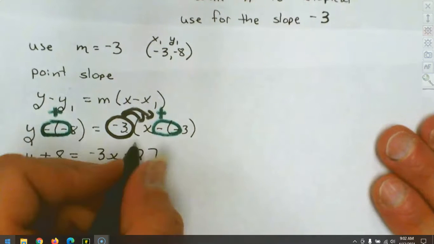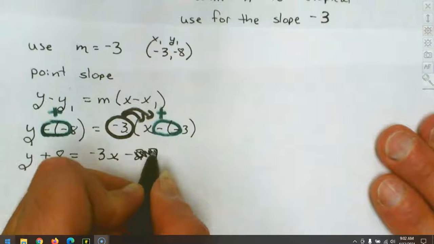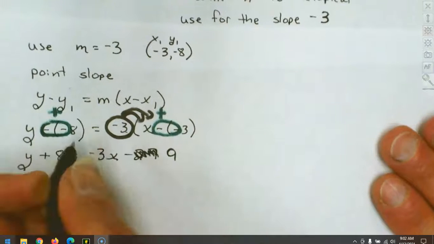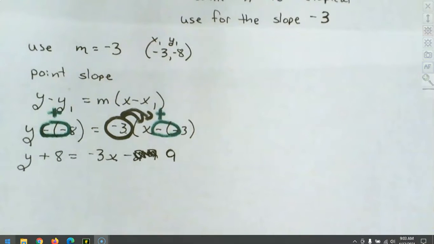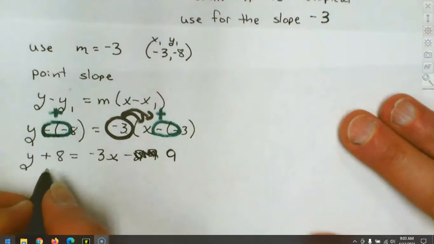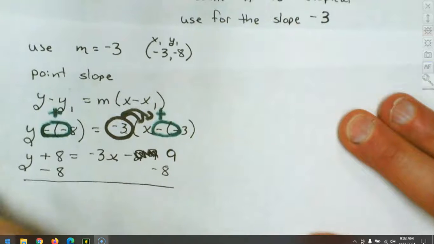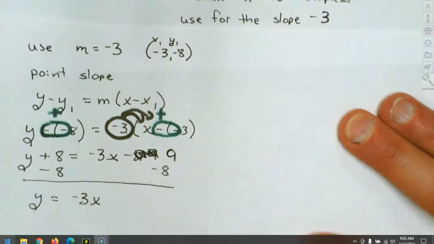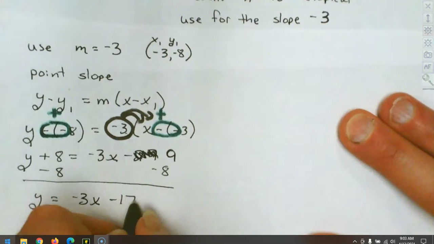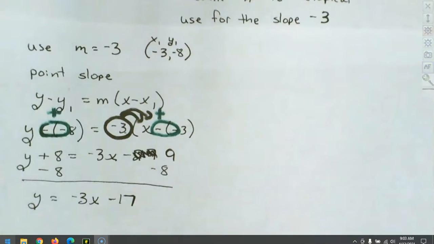Oh, wait, no, sorry about that, not 27. What am I thinking there? Okay, so that gives you that minus 9 there. Doesn't matter which form we go first, but let's go ahead and get this in slope-intercept form. If I want to get this in slope-intercept form, what do I do? Simply subtract off that 8. And that gives you y equals now a minus 3x minus 17.